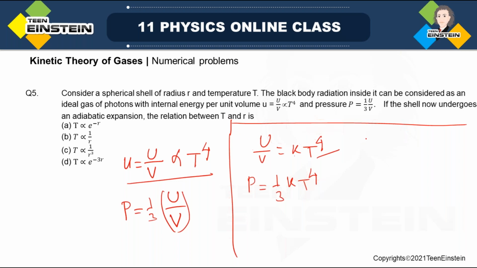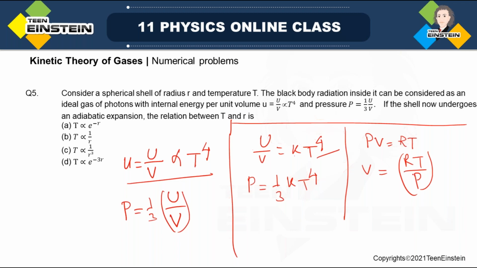So we know for an ideal gas PV is equal to RT, for let us say 1 mole of photons. So I'm writing RT. So from here we can get V is equal to RT by P. So this you will get easily, right?